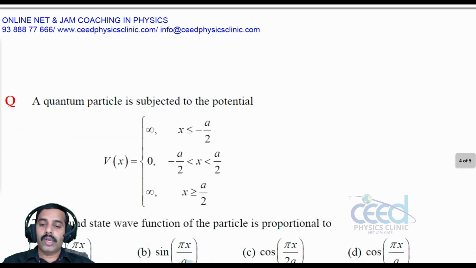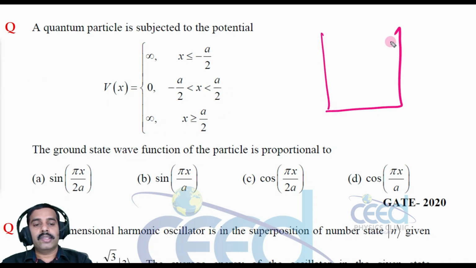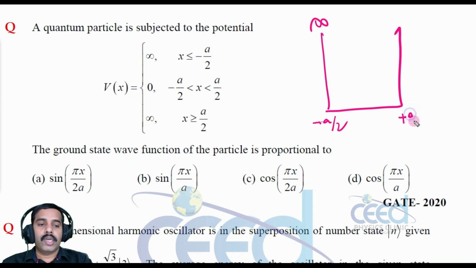Now let us come to another question. A quantum particle is subjected to a potential V of x equal to infinity for x less than or equal to minus a by 2, 0 for minus a by 2 less than x less than a by 2, and infinity for x greater than a by 2. So the graph is like this. Here it is minus a by 2 and here it is plus a by 2, right?